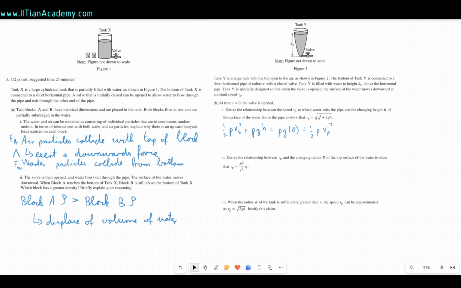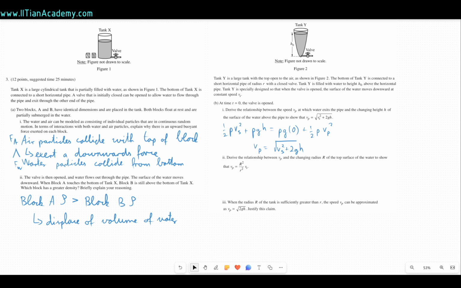And then we can simply see that Vp squared is equal to Vs squared plus 2gh. We can divide by the densities and multiply by the 2. So then we will see that Vp is equal to the square root of Vs squared plus 2gh.